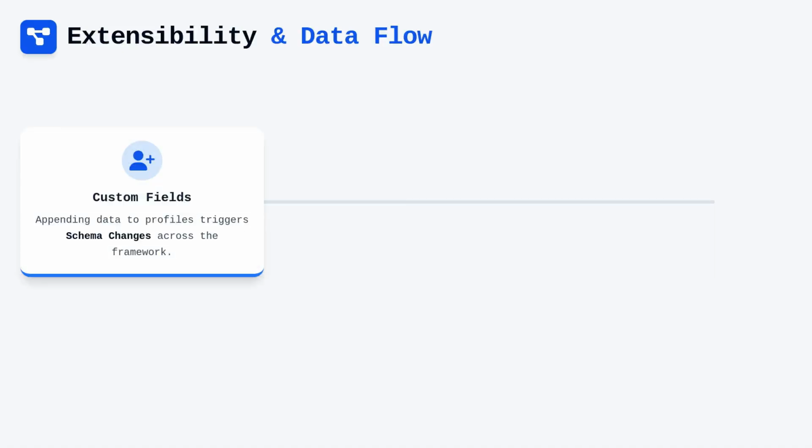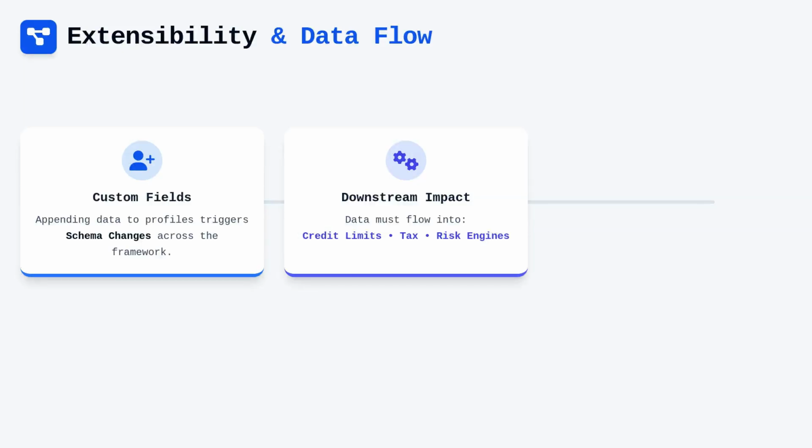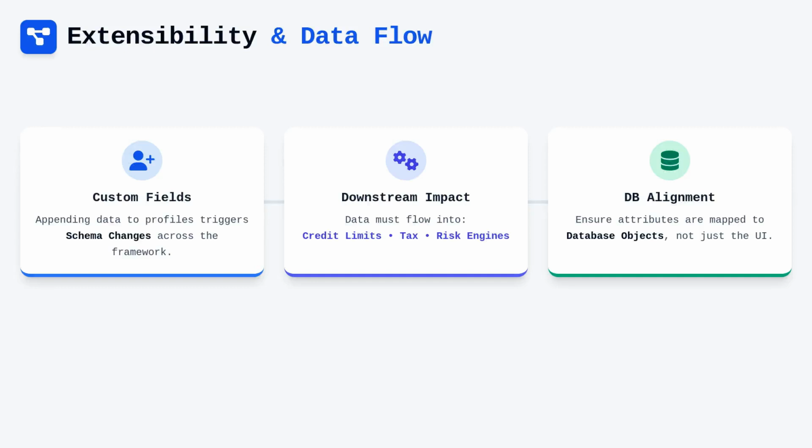Extensibility tools play a pivotal role here, particularly when you need to introduce custom data fields that must traverse multiple functional modules. When you append a field to a customer profile, you are not simply changing the UI. You are modifying the downstream impact of that data on credit limits, tax reporting, and risk aggregation engines. This transition requires the use of the Extensibility Framework to generate the necessary underlying schema changes and ensure that the database objects are automatically adjusted and mapped.